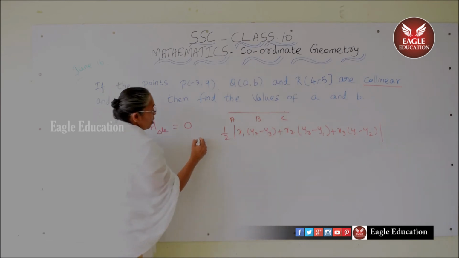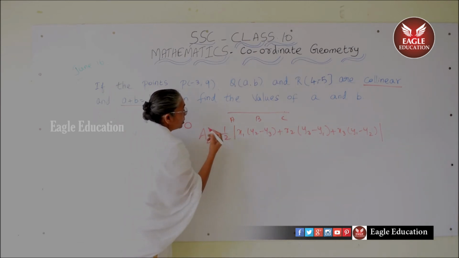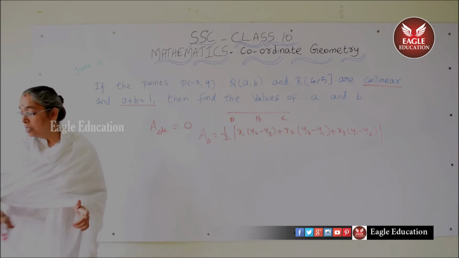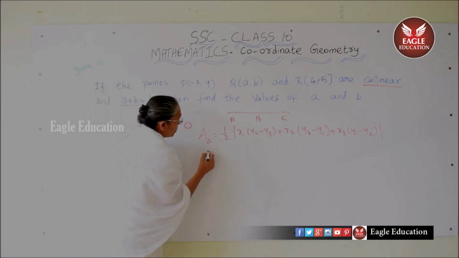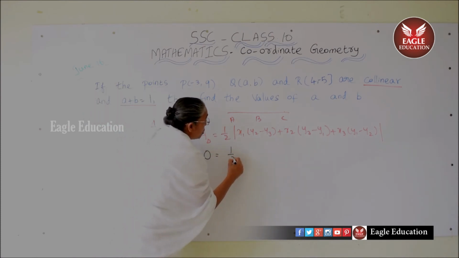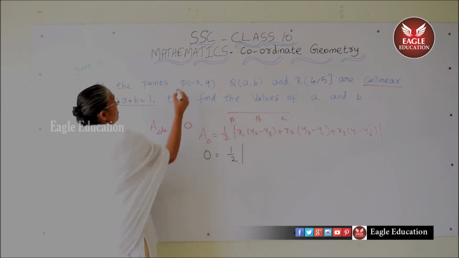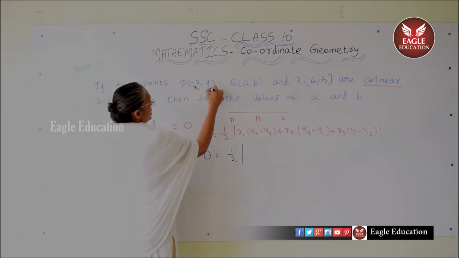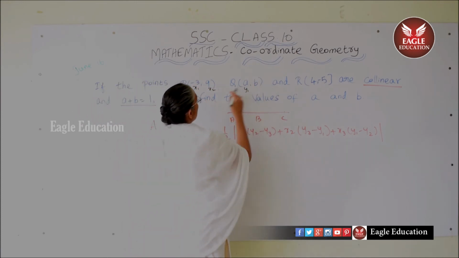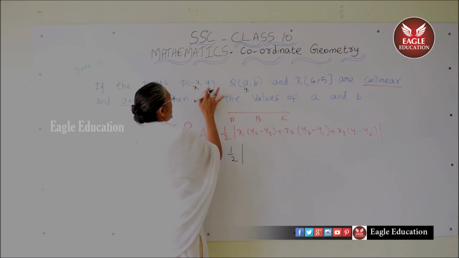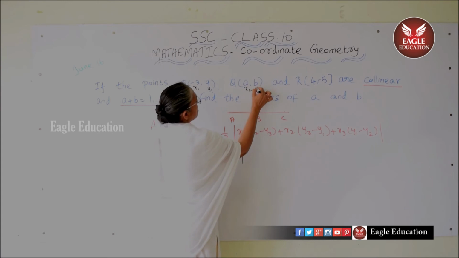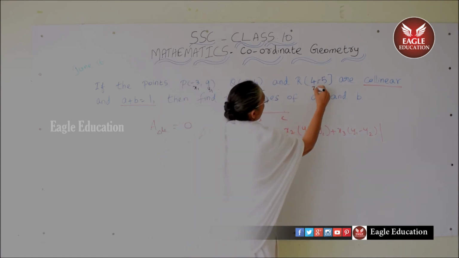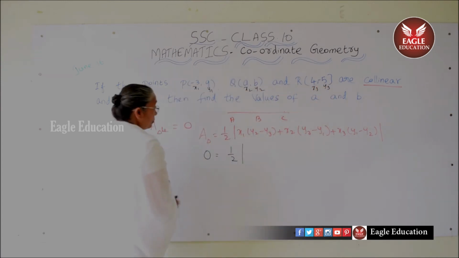This is the area of triangle formula, and since the 3 given points are collinear, we are going to equate this area of triangle as 0. So, 0 is equal to half mod. Let me mark this one as x1, y1. Here this vertex is x2, y2 and this point x3, y3.